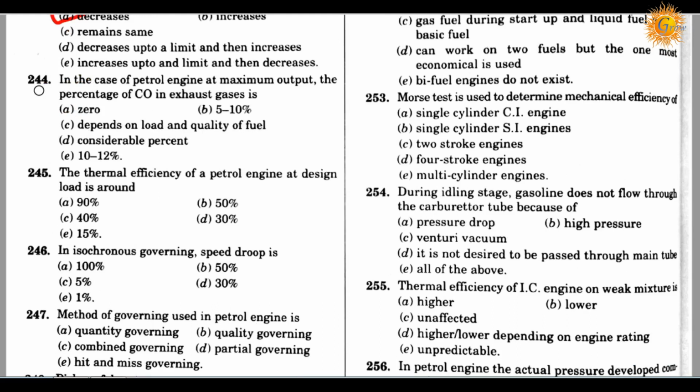Question number 244. In the case of petrol engine at maximum output, the percentage of carbon monoxide in exhaust gas is option A 0, option B 5 to 10%, option C depends on load and quality of fuel, option D considerable percent, option E 10 to 12%. So the correct answer is D. It is considerable percent.